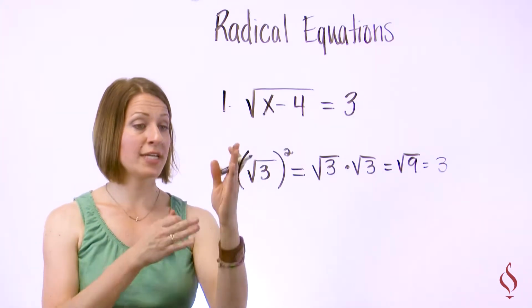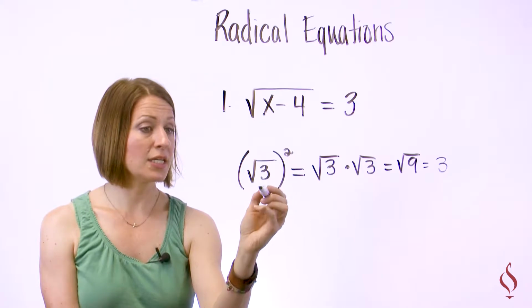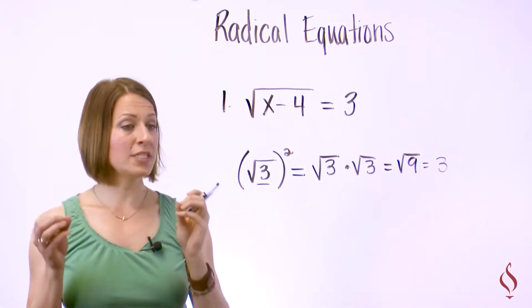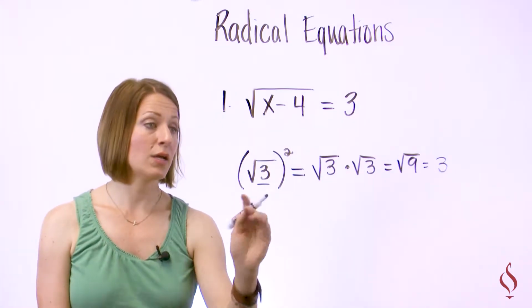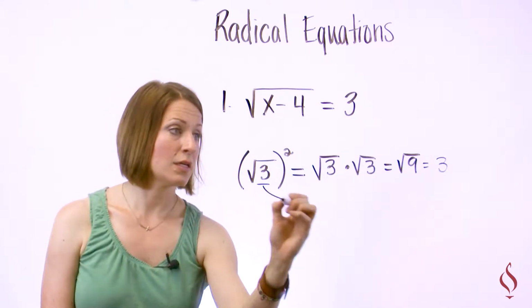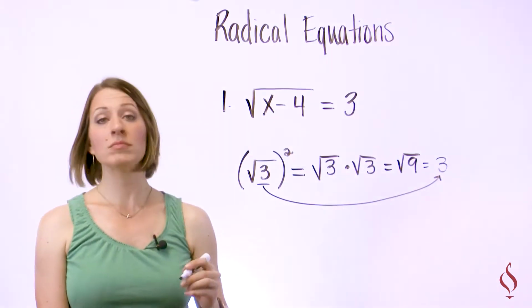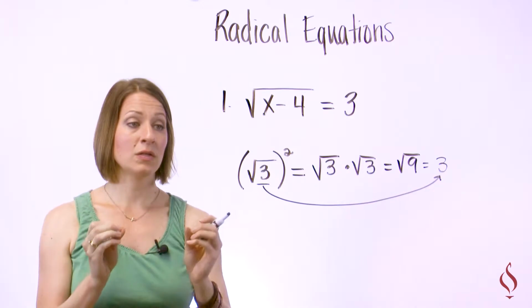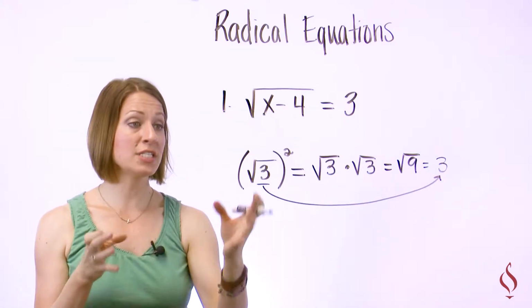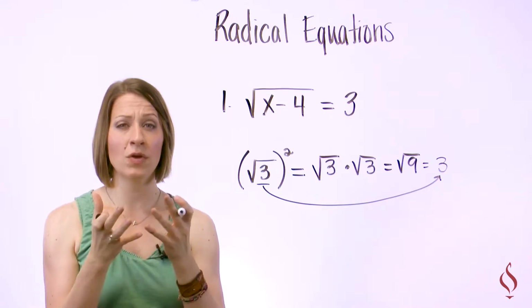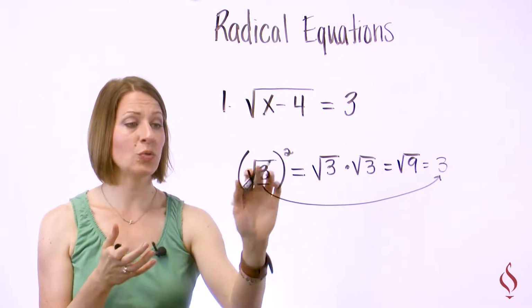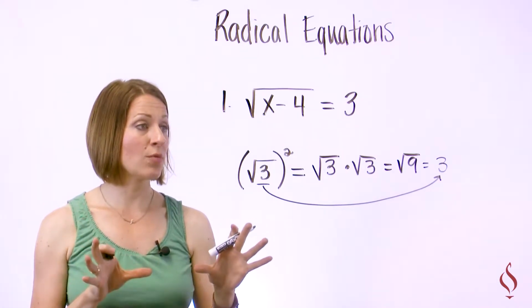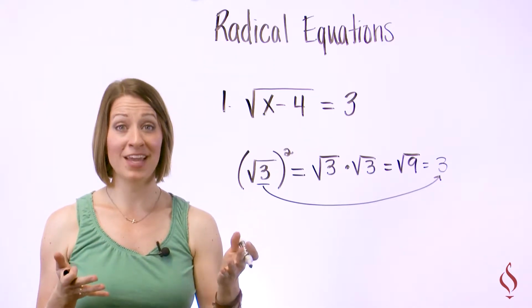Now I want your eyes to go back to the very beginning. Look at this number right here underneath the radical. We squared radical 3, we went through all of this, and we ended up just with 3. So when you square a radical, the answer is always just the number that was underneath the radical. In a way, the exponent 2 cancels with the radical symbol. I hope that will help as we work through these problems together.